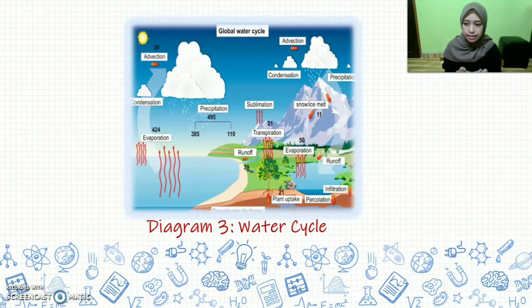So this is one of the examples of the diagram of the water cycle that I have explained before. Thank you. Next, I will pass to Siti Nurul Aina.